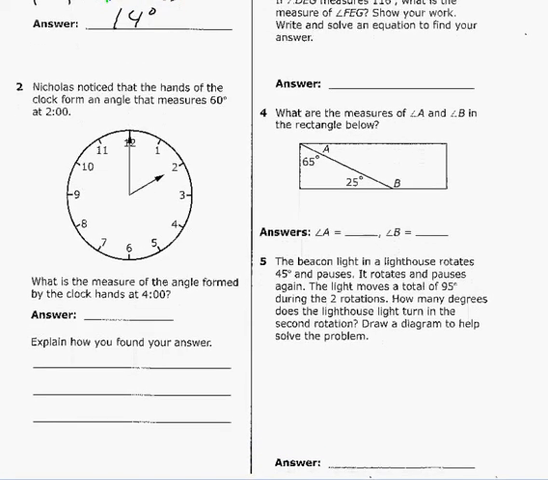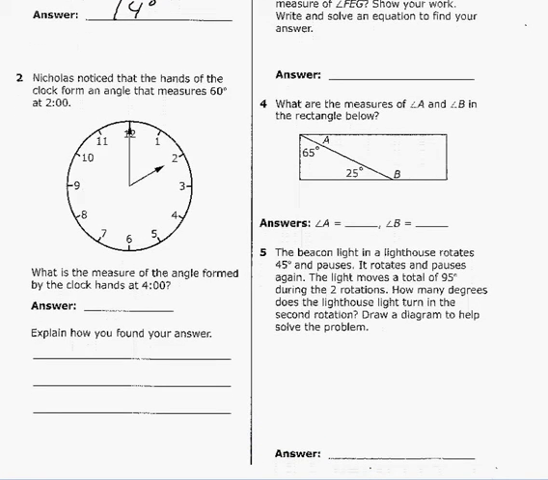Problem number 2. Nicholas noticed that the hands of the clock form an angle that measures 60 degrees at 2 o'clock. What is the measure of the angle formed by the clock's hands at 4 o'clock? So, 2 o'clock right there is 60 degrees. And what we're trying to do is find out what 4 o'clock is.